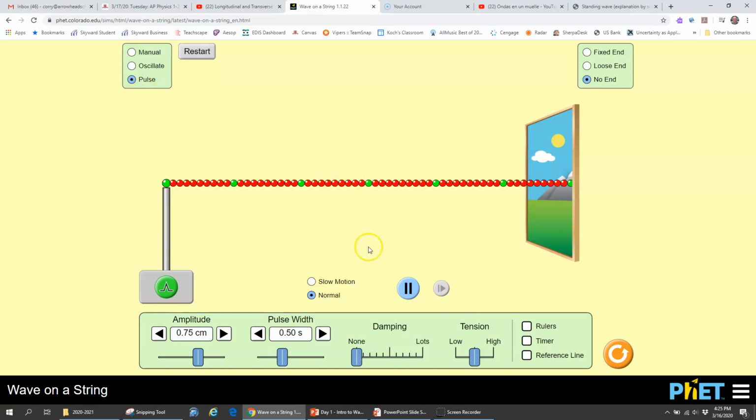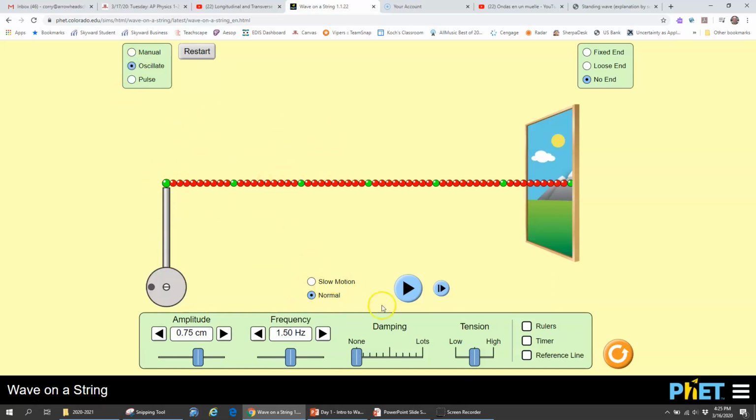This is the pulse function, and you can set what's the amplitude of the pulse and the pulse width. But when you click this green button here, you're going to send a pulse. Now, it kind of goes out to pasture here, and if you want, you can pause it. But the point here is that only one thing is sent, and that there's not another one coming. That's called a pulse wave.